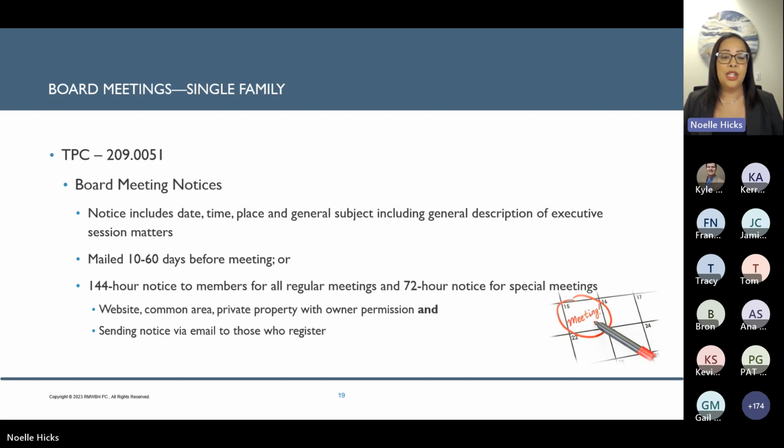Or if the meeting is going to be posted on a website or in a common area or on someone's private property with their permission, and it gets sent via email to owners who have registered to receive things from the association via email, then the notice requirements are a little different. They can be sent out 144 hours prior to a regular meeting and 72 hours prior to a special meeting. So just keep that in mind.